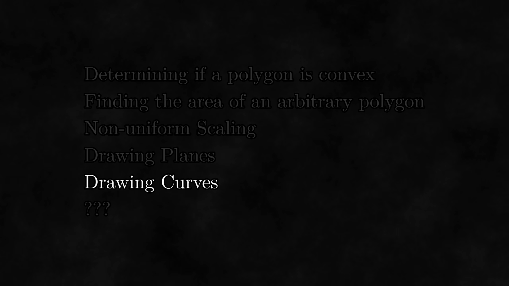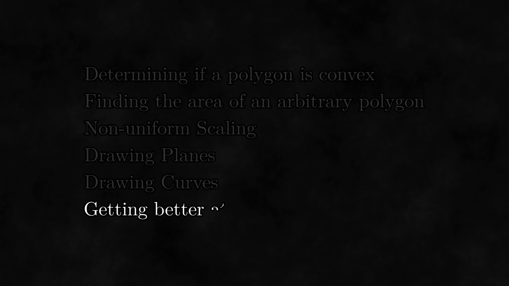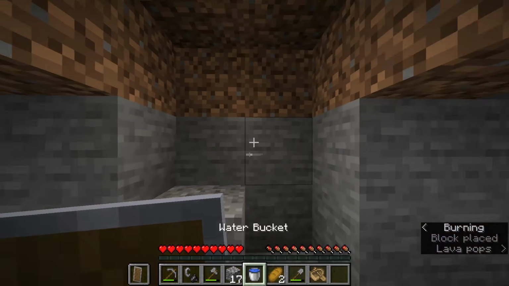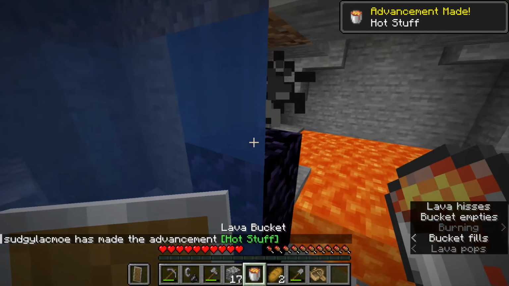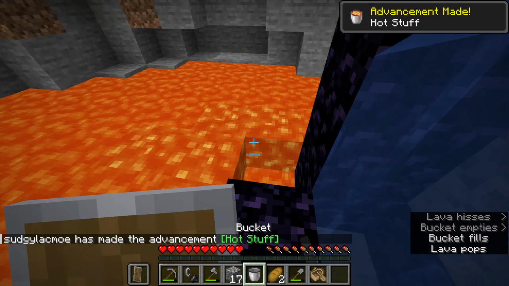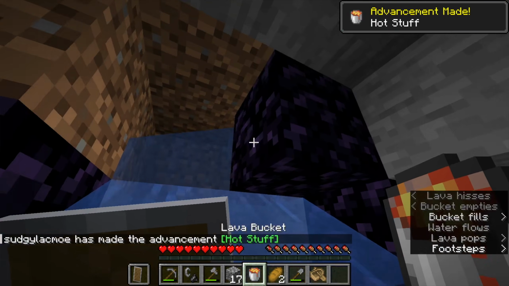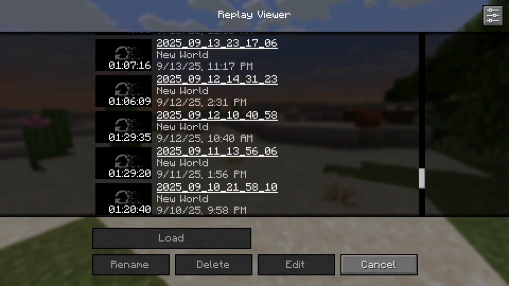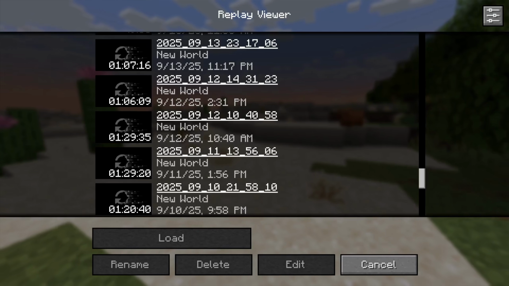And now, the moment you've all been waiting for. The final application of geometric algebra we will be looking at is getting better at Minecraft. In my free time, I sometimes like to casually speedrun Minecraft. I recently set a goal to beat the game in under an hour. But no matter what I did, I couldn't quite get it.